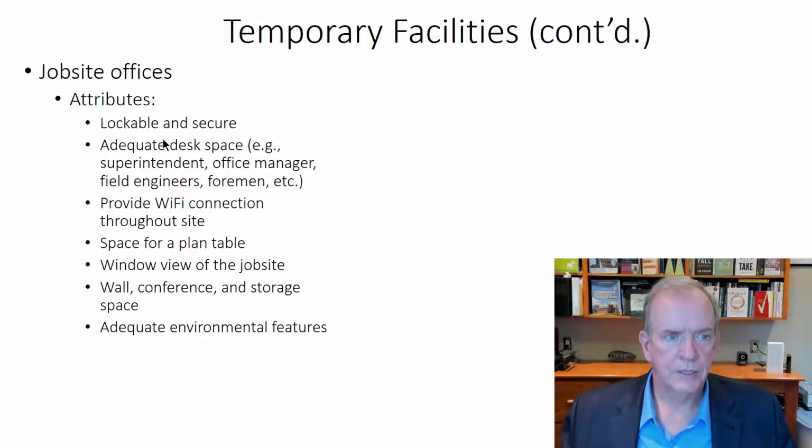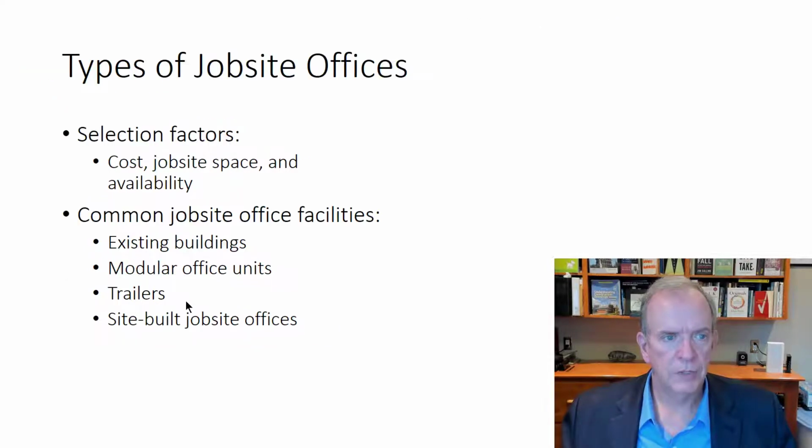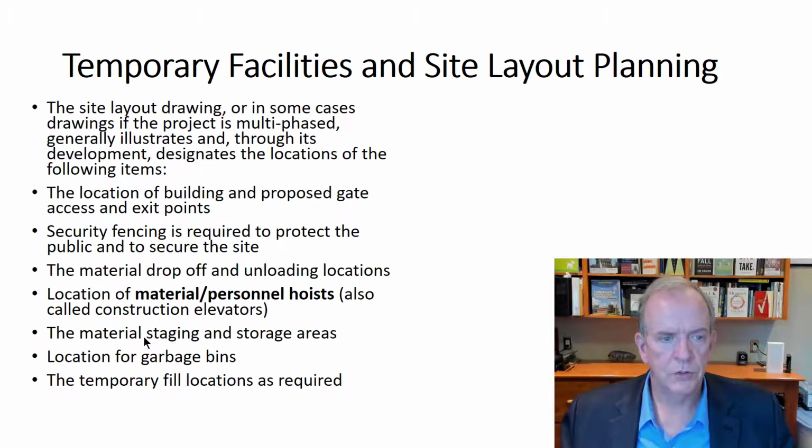So it needs to be obviously secure and normal kind of stuff. High-speed Wi-Fi is indispensable, of course. So all of these things, and cases for a plan table, or you may have a big screen that you can look at while you're discussing them in meetings, etc. So there's a bunch of different things that can be sought out with that. And you have to consider cost and, again, what you're going to use. So as I said, existing buildings, modular units or trailers, these are very common solutions.